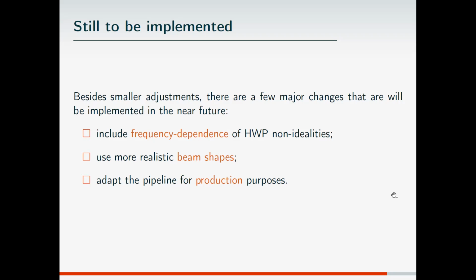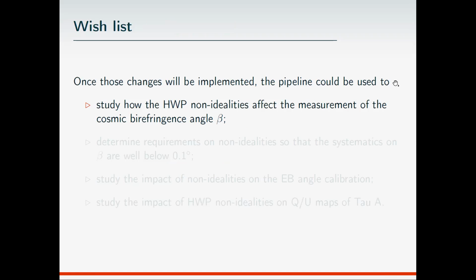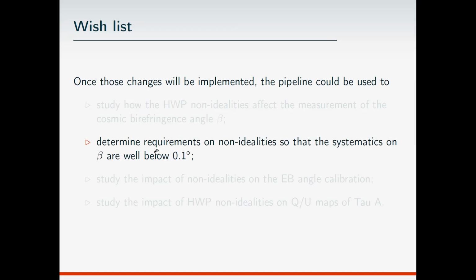And once these things are implemented and we check that everything is fine, we had a few ideas about how we could use this pipeline for more scientific purposes. One thing could be to study how the non-idealities of the halfway plate affect the measurement that we can do of the birefringent angle beta. And in particular, it would be interesting to figure out which requirements we have to put on the non-idealities of the halfway plate in order for the systematics on beta to be small enough to be manageable.